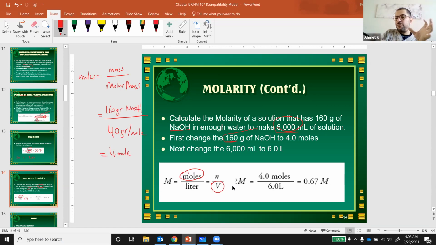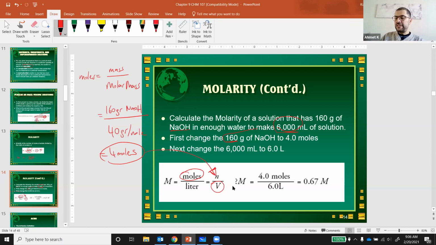It means that we can measure the weight, but we cannot measure the moles. That's why we always give the grams, and then you convert grams into moles. So now you know that if you measure 160 gram of NaOH, sodium hydroxide, you have 4 moles. So now you can plug this in here, right?